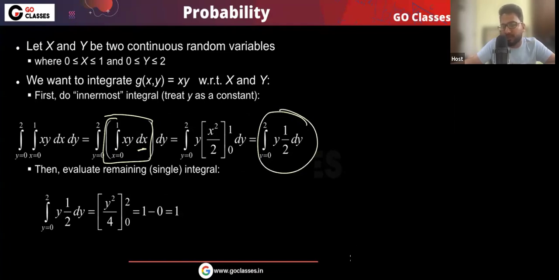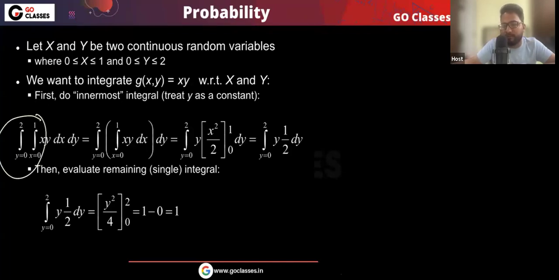Okay, so this is just a recap, something that you might already know, but I'm telling you because we need this double integration again and again. So that's why let's see how to do this double integration. You do the innermost integration first, and you treat y as constant. Okay, you get this, and then you do this integration. That's how you will do this particular double integration.